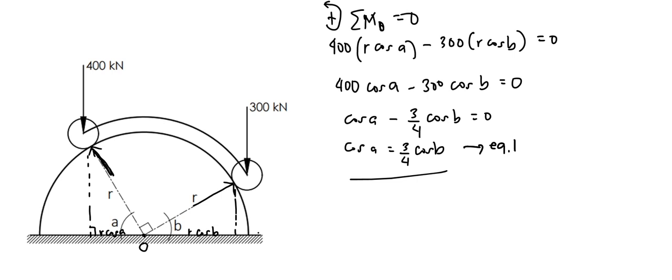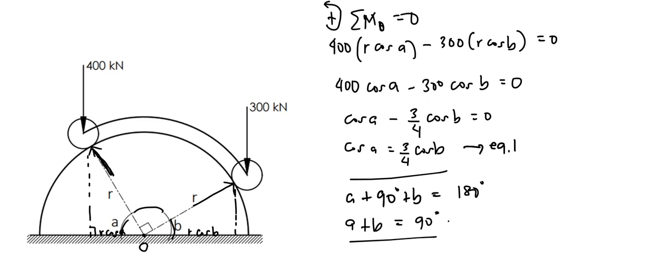Now for the second equation, we make use of the geometry of the figure. Now notice that angle A, 90-degree angle, and angle B forms a straight line. So A plus 90 plus B must be equal to 180 degrees. So minus both sides by 90, this is A plus B is equal to 90 degrees. And that serves as our second equation.